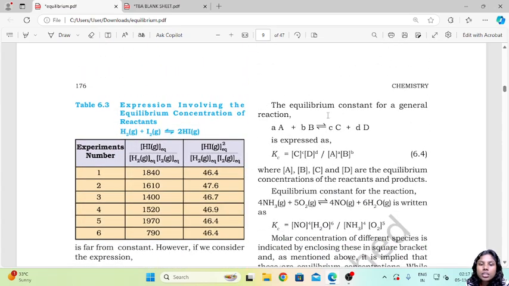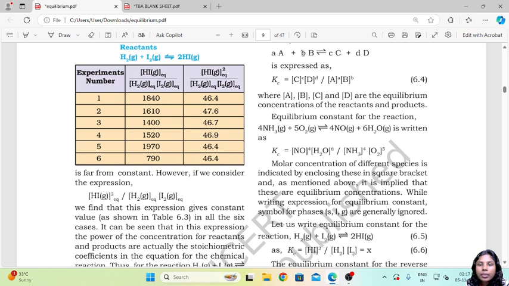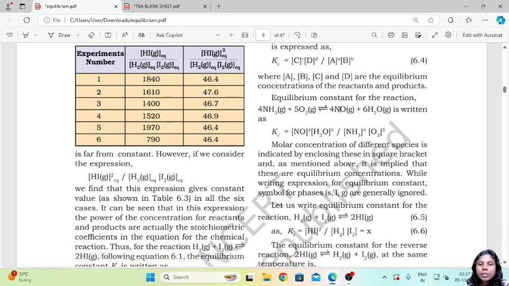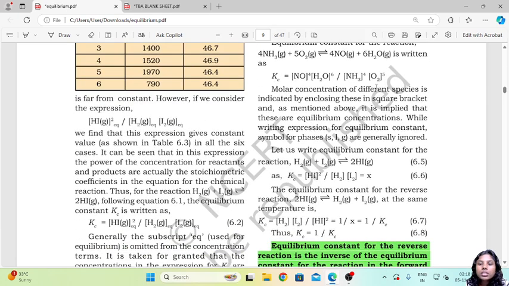So the equilibrium constant for a general reaction, say aA + bB giving cC + dD, can be expressed in terms of the small a, b, c and d, which are the stoichiometric values, where A, B, C and D are the equilibrium concentrations of reactants and products. So if we have the equilibrium constant for the reaction ammonia plus oxygen giving nitric oxide plus H2O, here the stoichiometric values will go as the raised-to values. The molar concentration of different species is indicated by enclosing them in square brackets, and as mentioned above, it is implied that these are equilibrium concentrations.